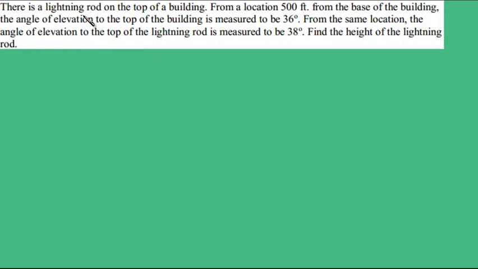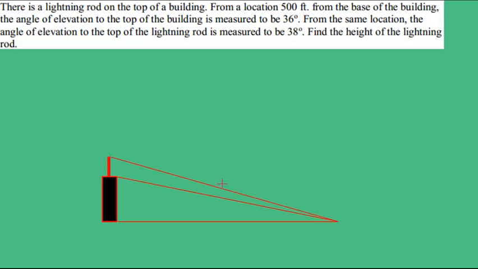So let's try and get this by first making a little sketch of what we have here. So this is our building, and that's the lightning rod. We're 500 feet away. Then the angle of elevation to the top of the building is 36 degrees. So this angle in here is 36 degrees. And then to the top of the lightning rod, it's 38 degrees. What we want to find is this height here, the height of the lightning rod.